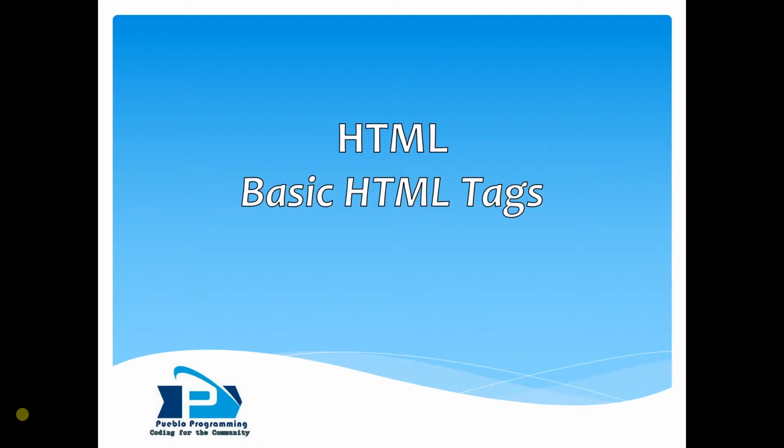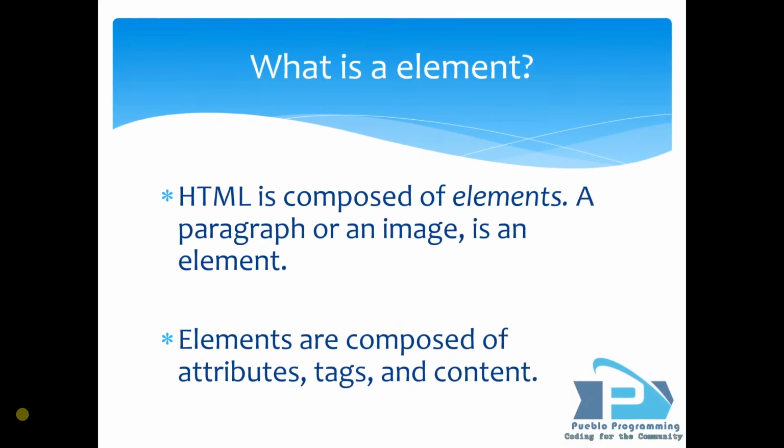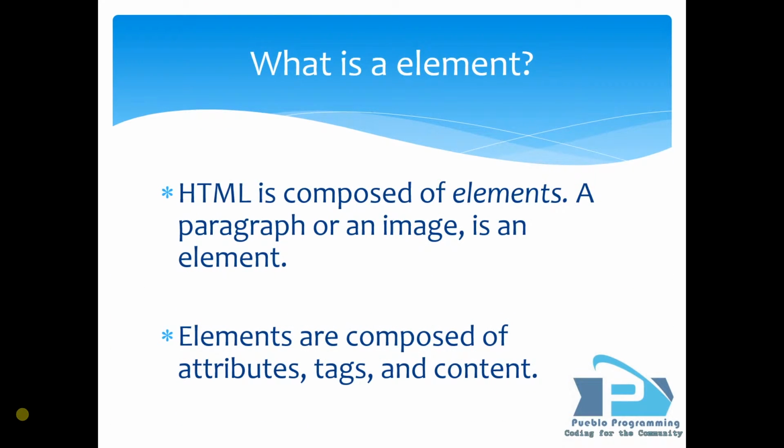But before we do, there's a couple things that we need to specify and look at. The first thing we need to look at is what is an element. Essentially HTML is all composed of elements. A paragraph, an image would be considered an element. And then elements break down into their subtypes such as attributes, tags, and content. And we'll look over and examine these three aspects.